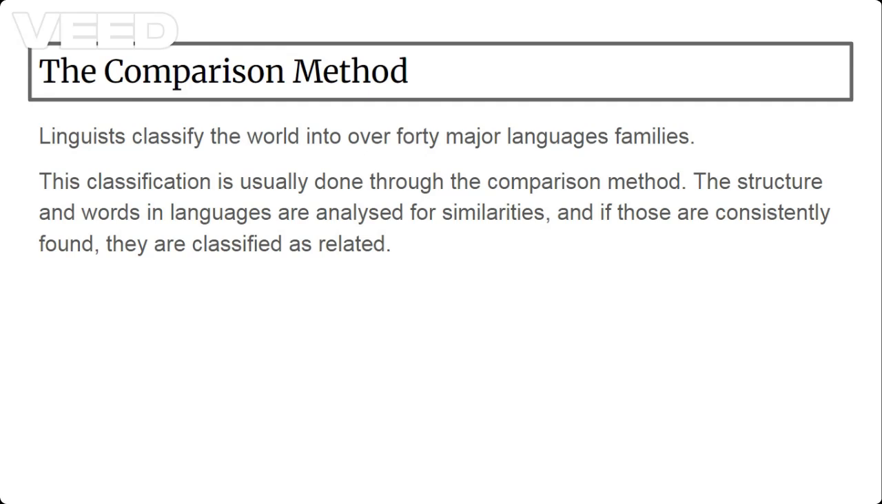This classification is based on something known as the comparison method, which is when linguists compare structure, grammar, and vocabulary of different languages and look for similarities. And if there are consistent similarities, they consider the languages related and part of the same family, which means that at some point they had a common ancestor which descended into both of them.